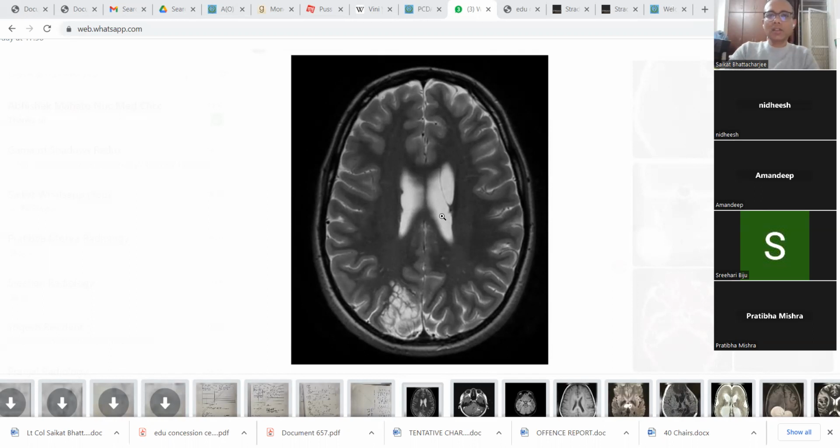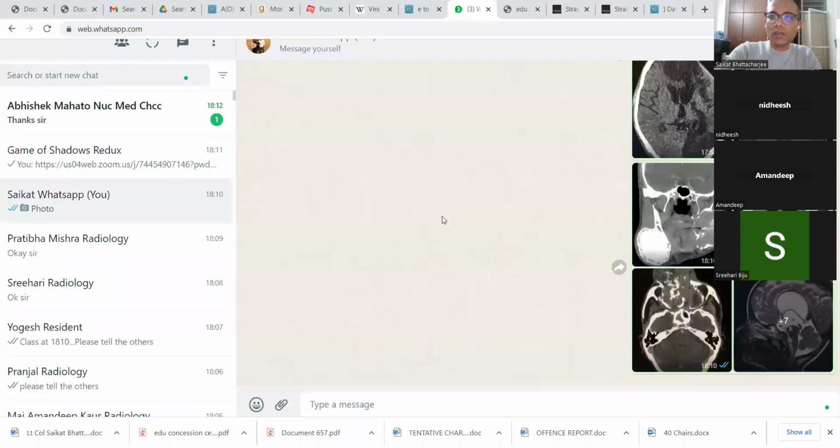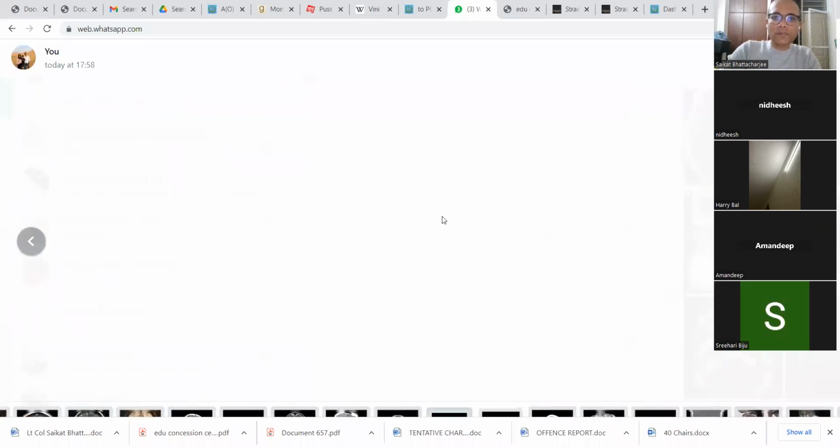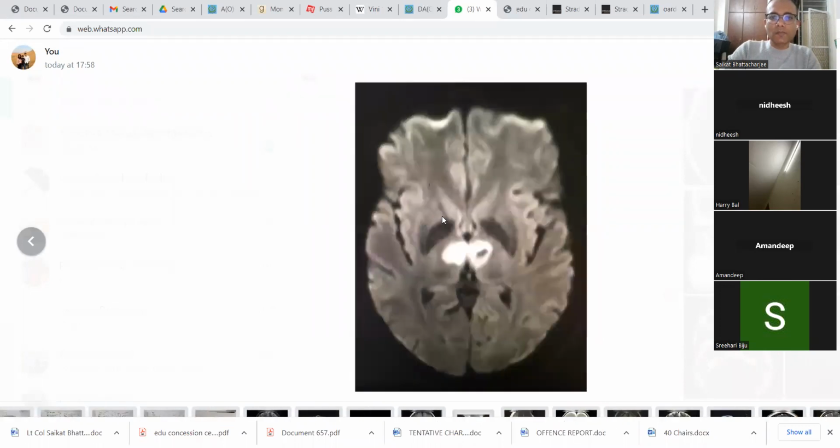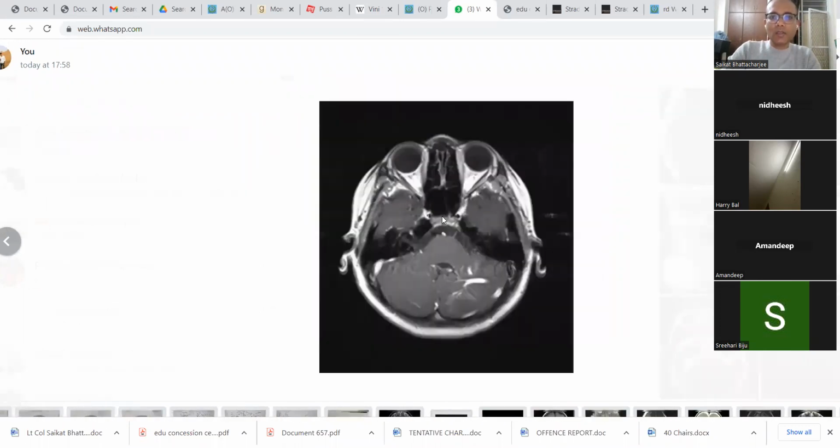All these images I've taken from exactly 1 year back. We had discussed these cases exactly 1 year back, so 30th, 31st January last year. This is just a repetition of all that, but about a year back. Yeah, next.